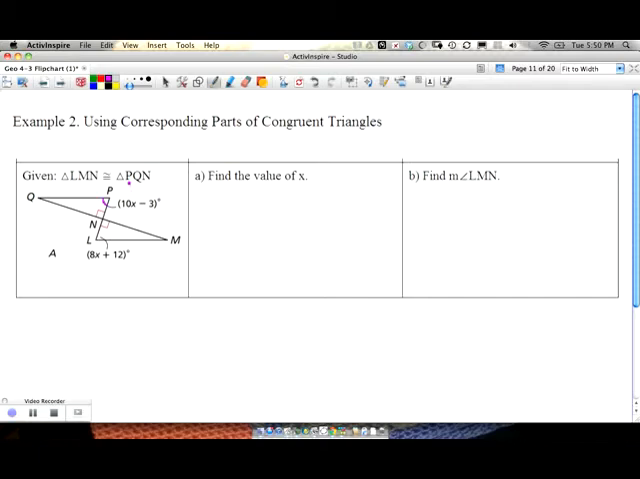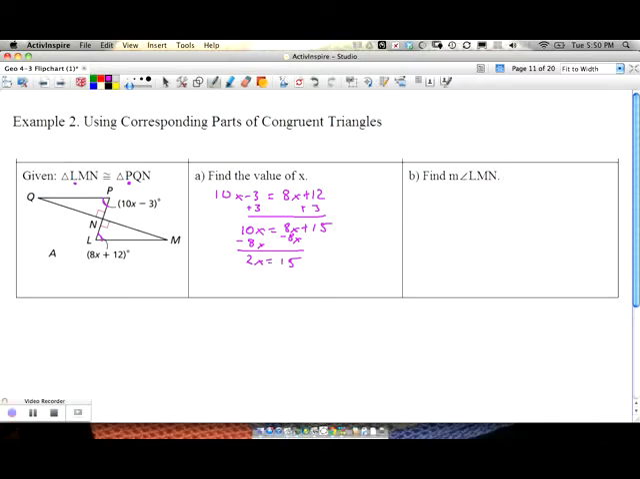I see that I have angle P here, which is the first one, and angle L here, which is also the first one. So because those two are the same, I could actually set them equal to each other. So let's do that. 10x minus 3 equals 8x plus 12. So now I got to do some algebra. I'm going to add 3 to both sides. 10x equals 8x plus 15. Subtract 8x.